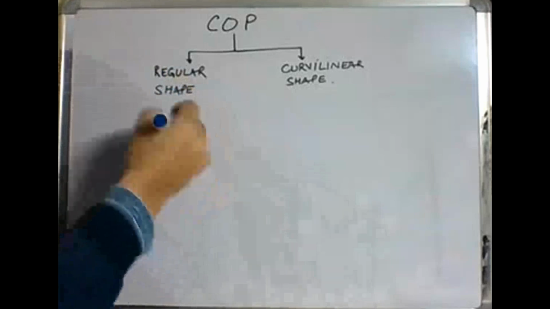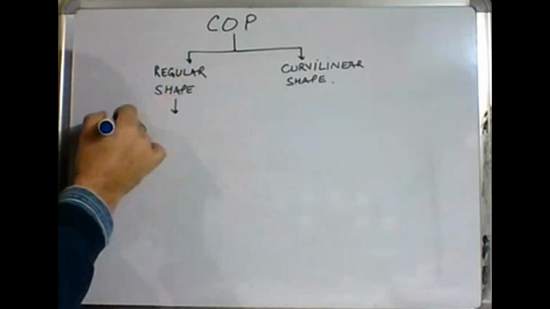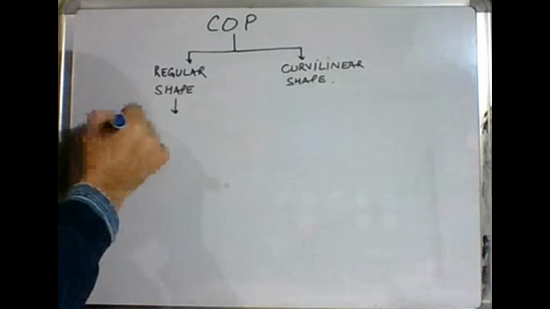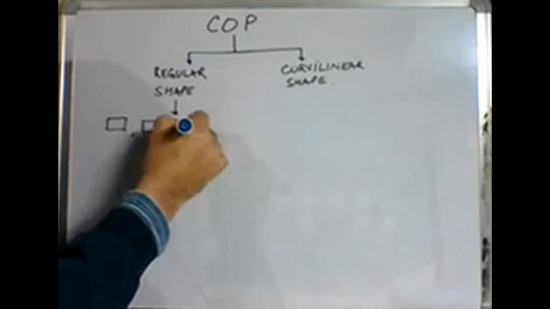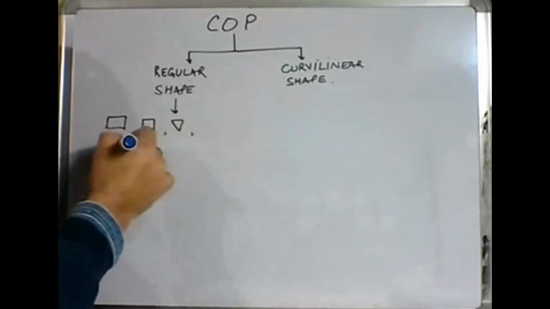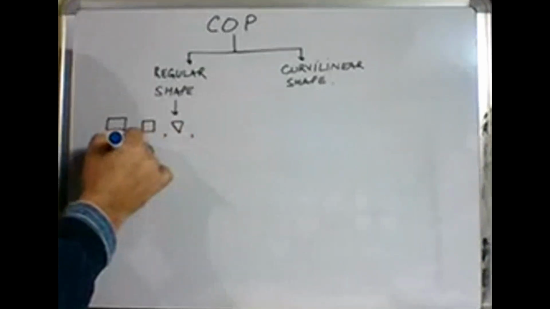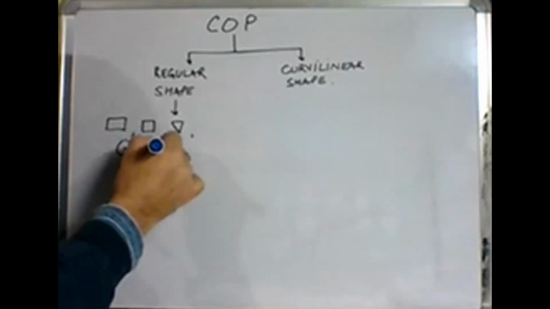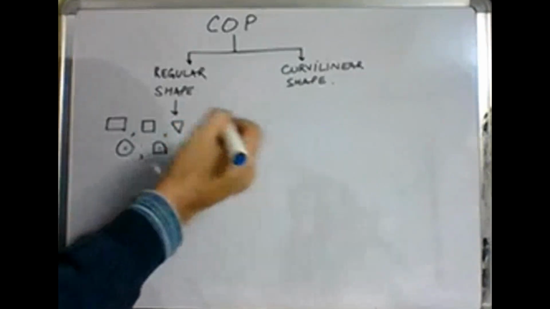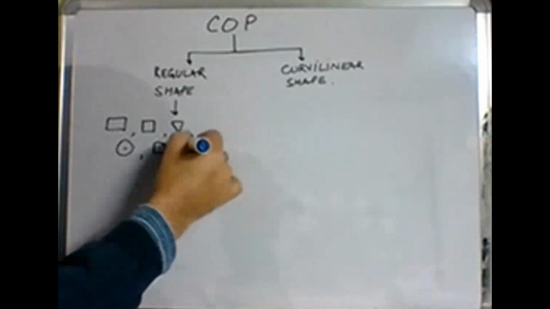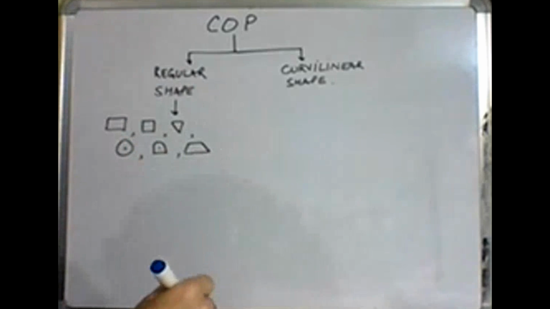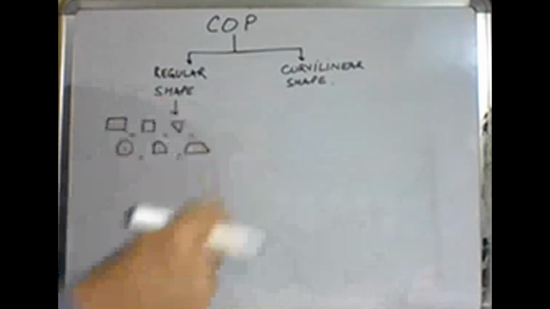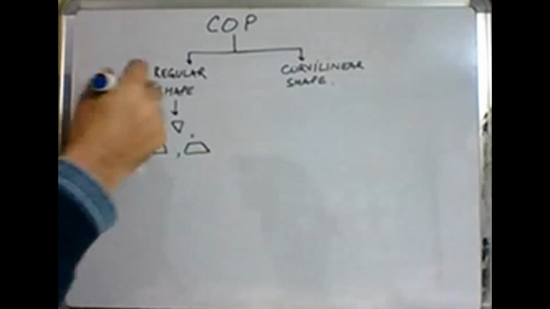रेगुलर शेप में हमारे सिलेबस में जो आता है वो है रेक्टेंगल, स्क्वायर, ट्रायंगल, सर्कल, सेमी सर्कल एंड ट्रेपीजियम. These are the shapes जो हमारे सिलेबस में हैं, एंड इनके कॉम्बिनेशंस भी हैं हमारे सिलेबस में.